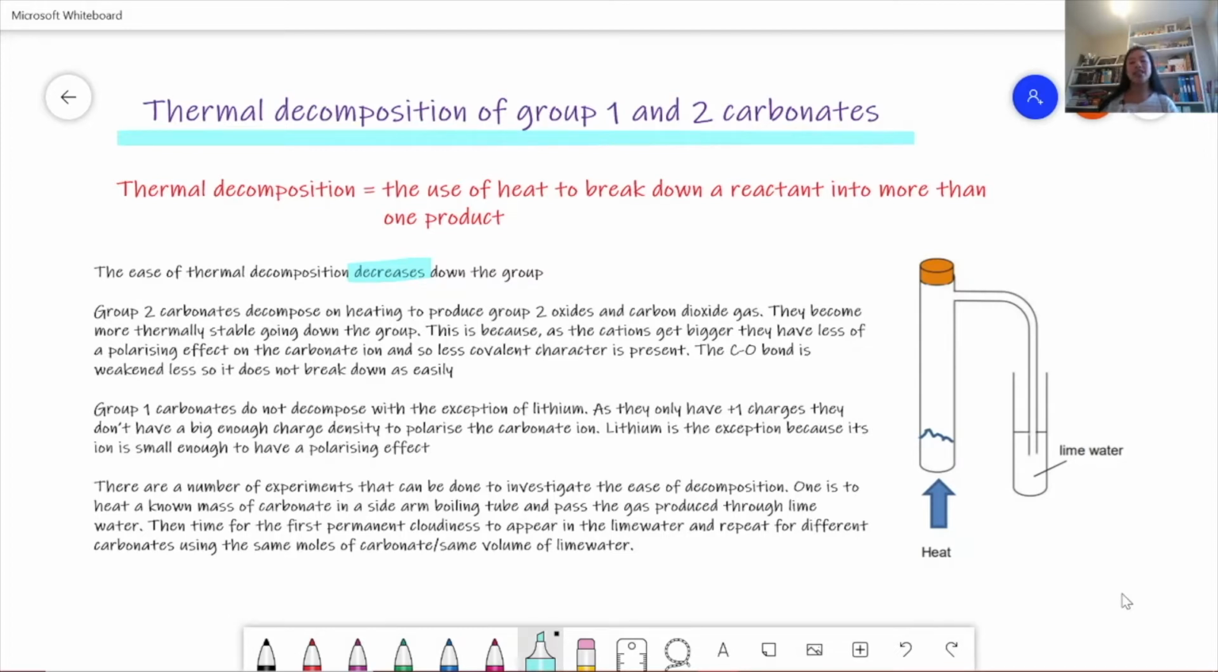One is to heat a known mass of carbonate in a sidearm boiling tube like the one in the diagram and pass the gas produced through lime water. Then you time for the first permanent cloudiness to appear in the lime water and repeat for different carbonates using the same moles of carbonate and the same volume of lime water. The reason the lime water goes cloudy is because of the carbon dioxide which has been produced.